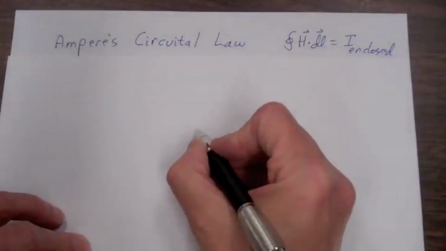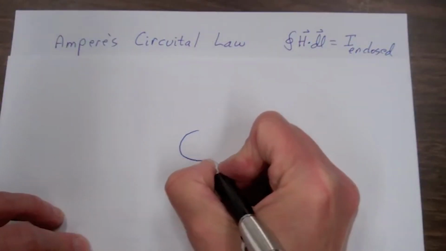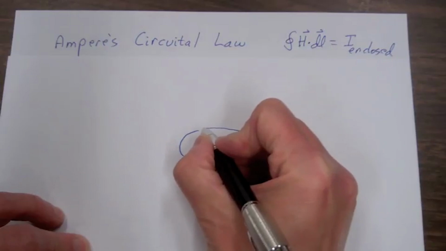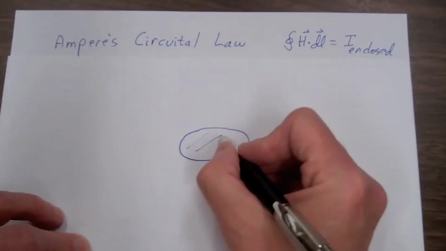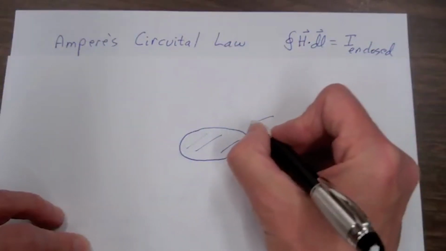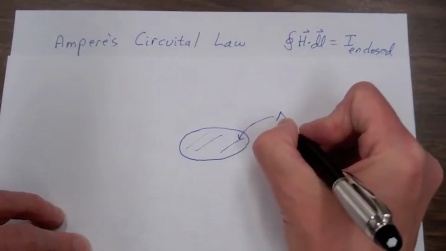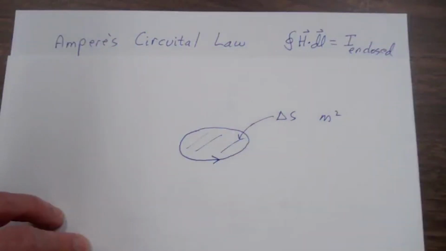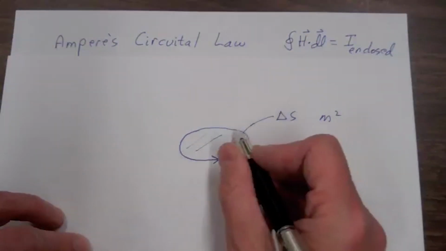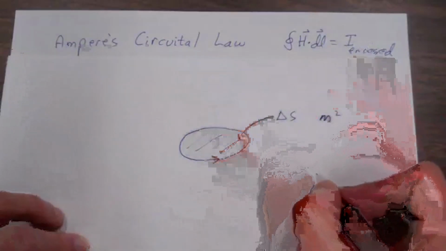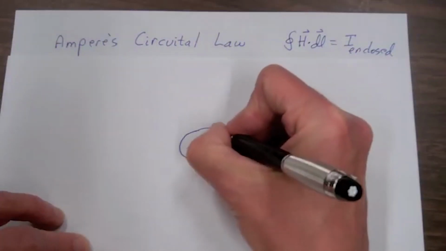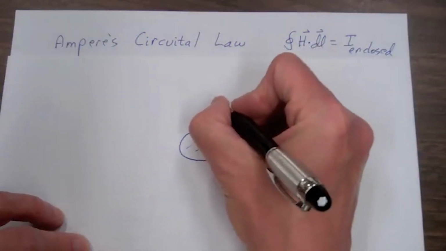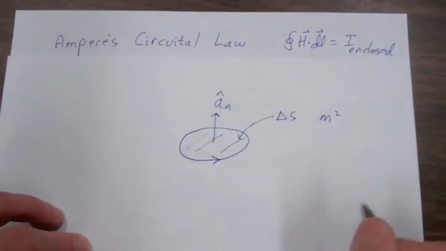Let's consider a small closed path. And the surface area of this path is going to be delta S. Now, if our direction of integration is in the direction of this arrow, if you put the fingers of your right hand in the direction of the integration, the direction of your thumb will define this unit vector A sub n.